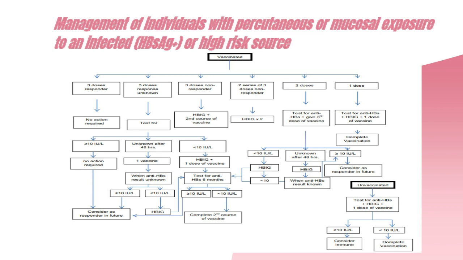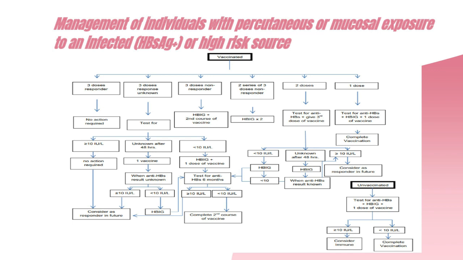If the exposed has not received vaccine, test for anti-HBs, give HBIG immediately and a course of vaccine starting immediately as well. If the exposed has received 1 dose of vaccine, test for anti-HBs, give HBIG immediately and a course of vaccine starting immediately as well. Omit an administration of HBIG if it is possible to obtain anti-HBs serology within 48 hours and a titer of at least 10 IU/L is confirmed.